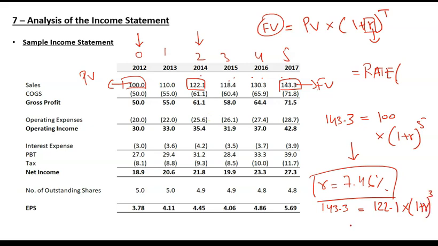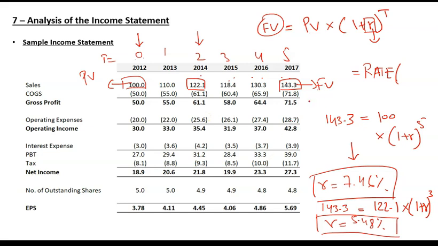And if you solve it, what is the answer for r? 5.48%. So that means over time the company's growth has declined. The 5-year CAGR is higher and the 3-year CAGR is lower. So there seems to be a problem with the company.